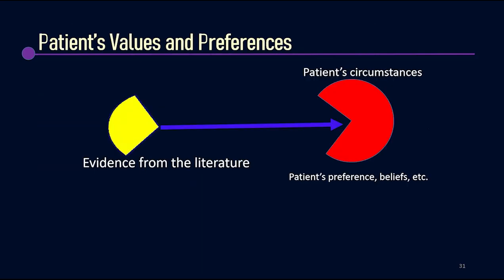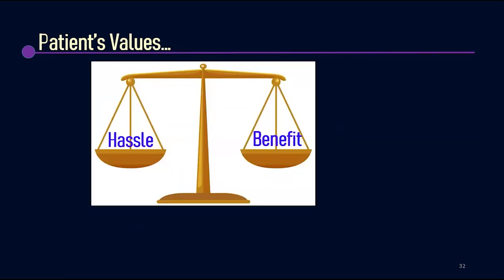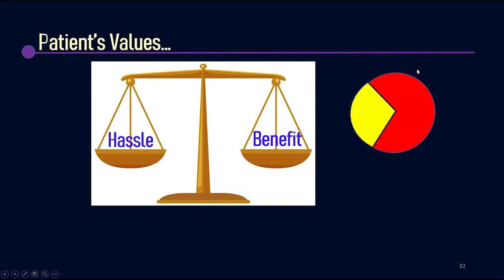This slide shows the same concept. Patient circumstances, preferences, beliefs should be taken into consideration when you recommend the evidence from the literature. When the patient weighs the hassle associated with the treatment and the benefit expected, then they will make the decision and then complete the circle after putting the pie.